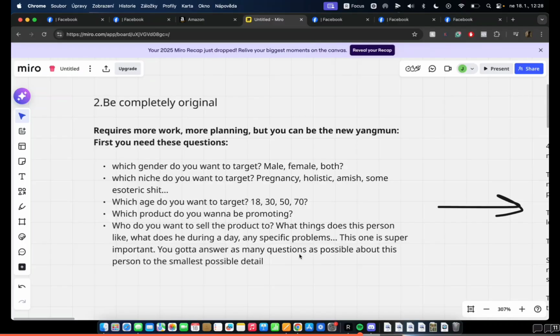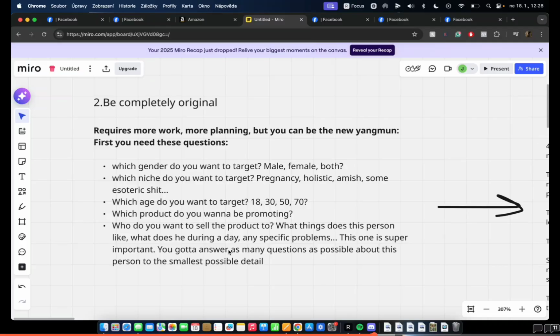And any specific problems. Do these people have problems with, I don't know, heart health because they're not training a lot, or problems with high blood pressure and all that stuff? So you're just going to have to create your perfect person that has some general common issues, and then think about which character they're going to like. This part is super important. You have to answer as many questions as you can to the smallest possible detail. But obviously you're not going to go into what car he drives and all that. That's not that important.